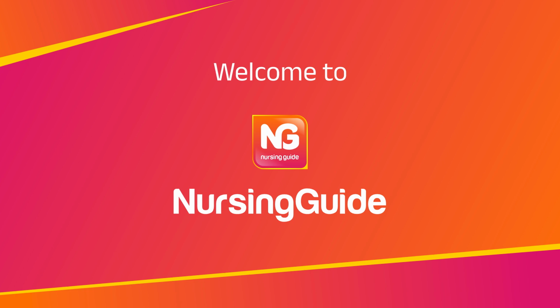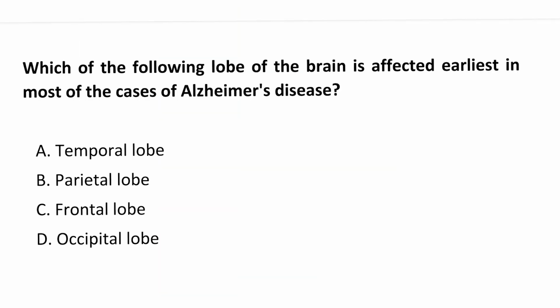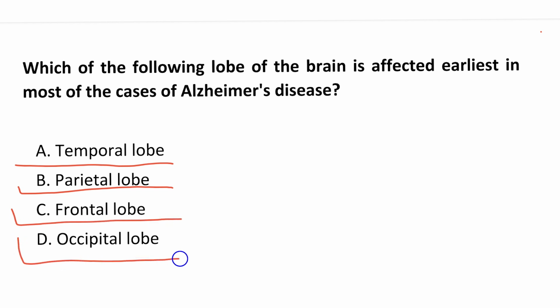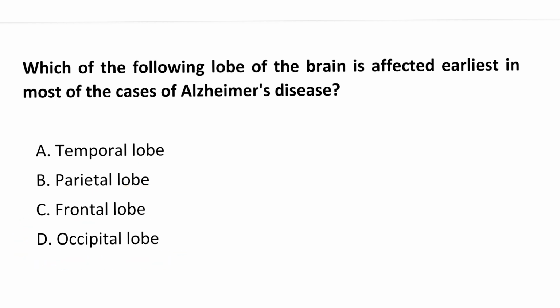Today we are going to discuss RRB exam MCQs. First question: which of the following lobes of the brain is affected earliest in most cases of Alzheimer's disease? Option A, temporal lobe. Option B, parietal lobe. Option C, frontal lobe. And option D, occipital lobe. The correct answer is option C, frontal lobe. Frontal lobe is affected earliest in most cases of Alzheimer's disease.